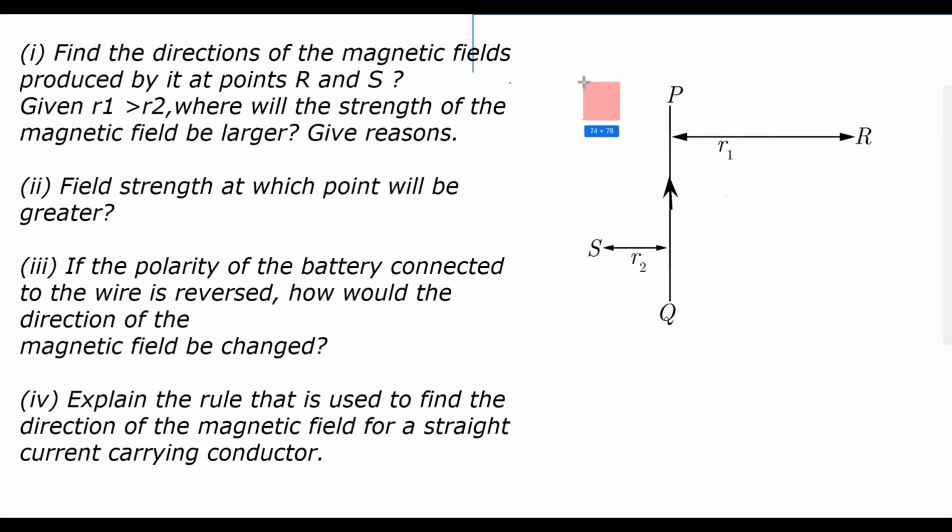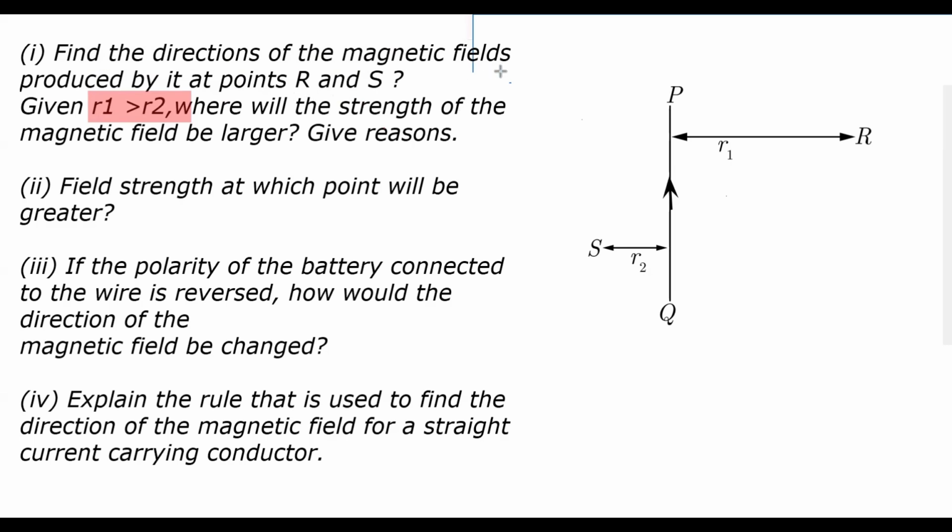In this question, you can see a diagram where the current is flowing through this conductor from Q to P. In the first case, we have to find the direction of the magnetic field produced at point R and at S. And second, it is given that R1 is greater than R2.